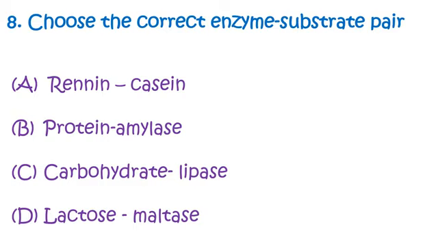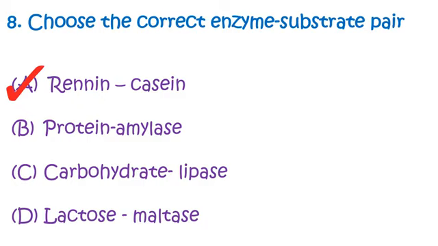Question number 8. Choose the correct enzyme substrate pair. Options are option A renin casein, option B protein amylase, option C carbohydrate and lipase, option D lactose maltase. Correct answer is option A renin casein. Now casein is a protein which is present in milk and it requires an enzyme.